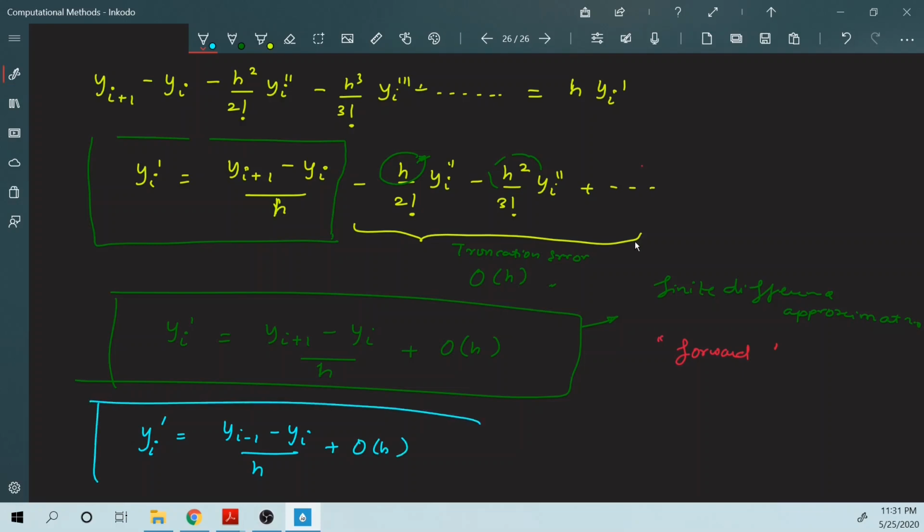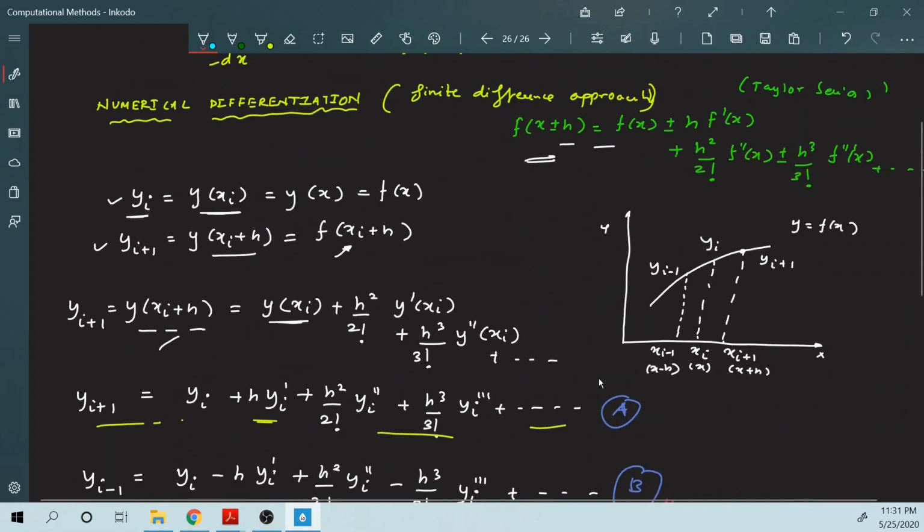So this is the formula of backward finite difference approximation. So this is your forward and this is your backward.